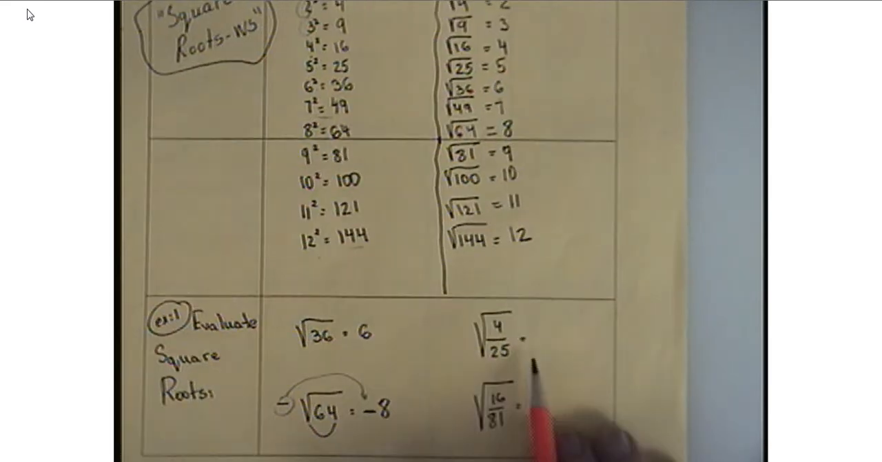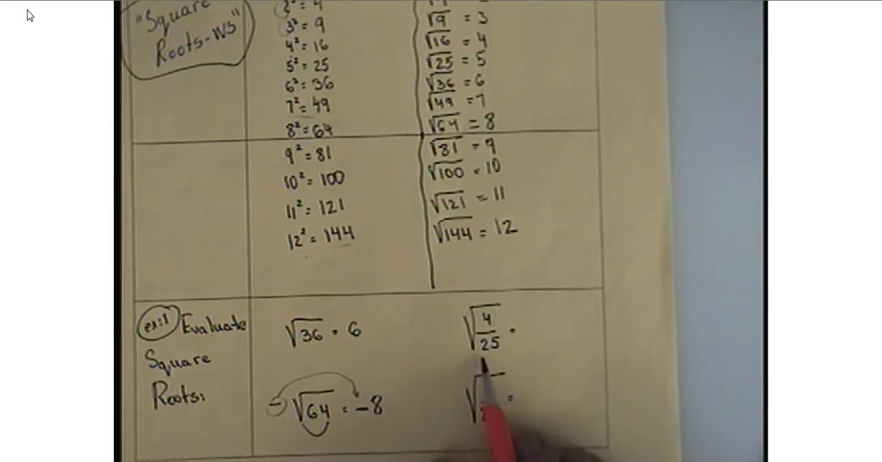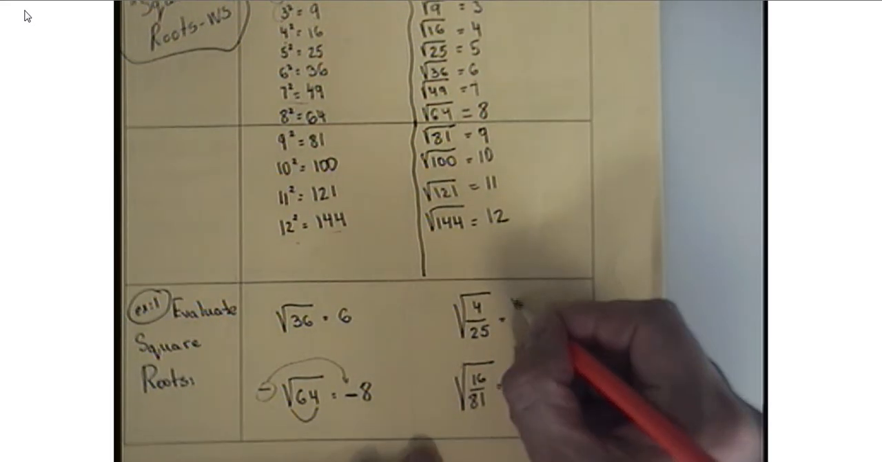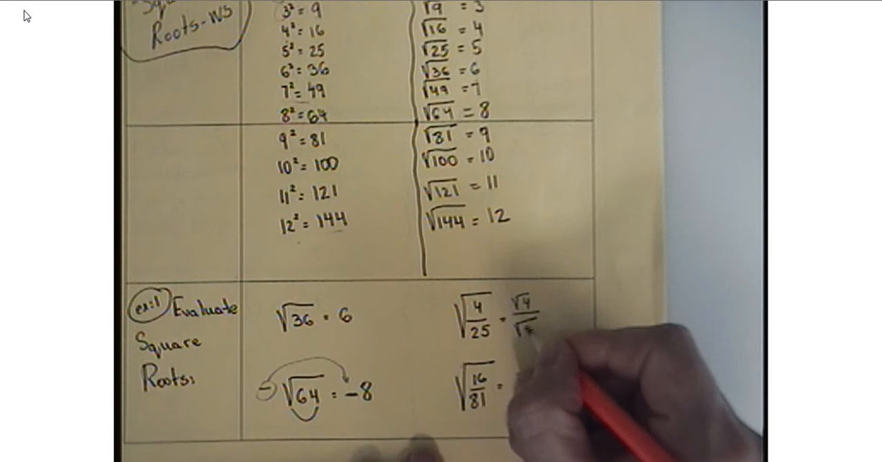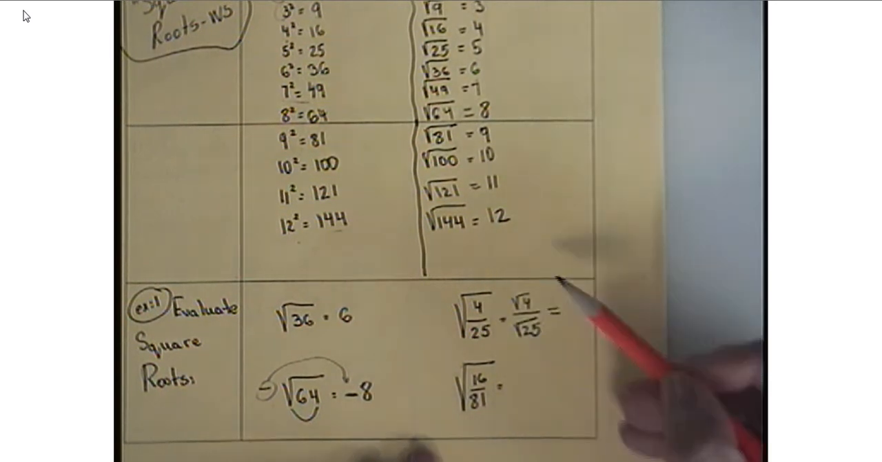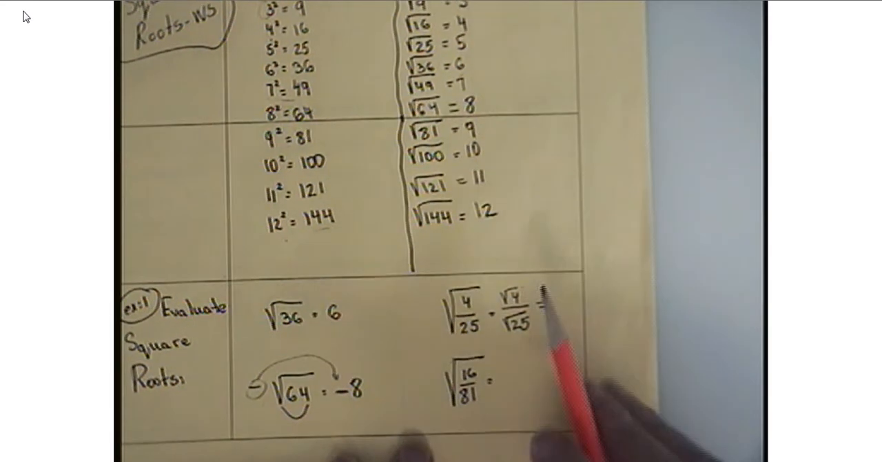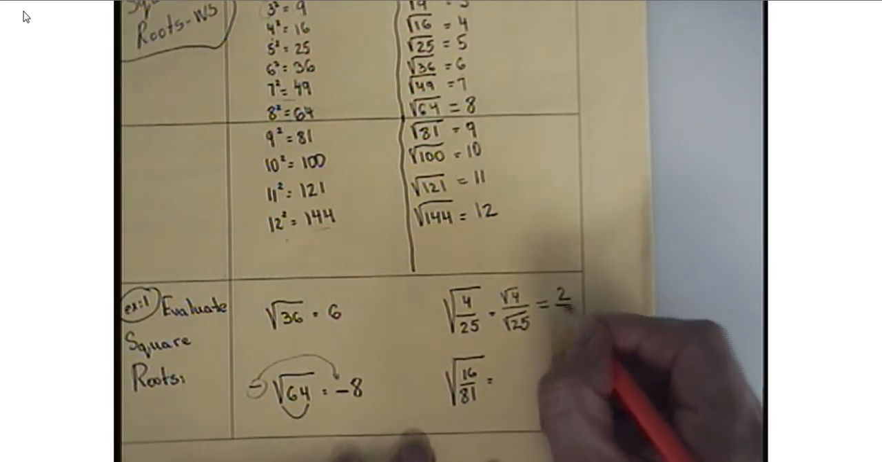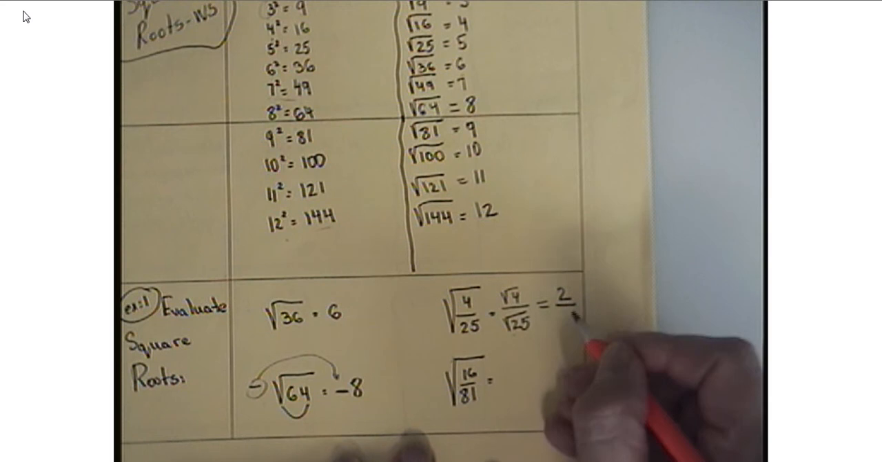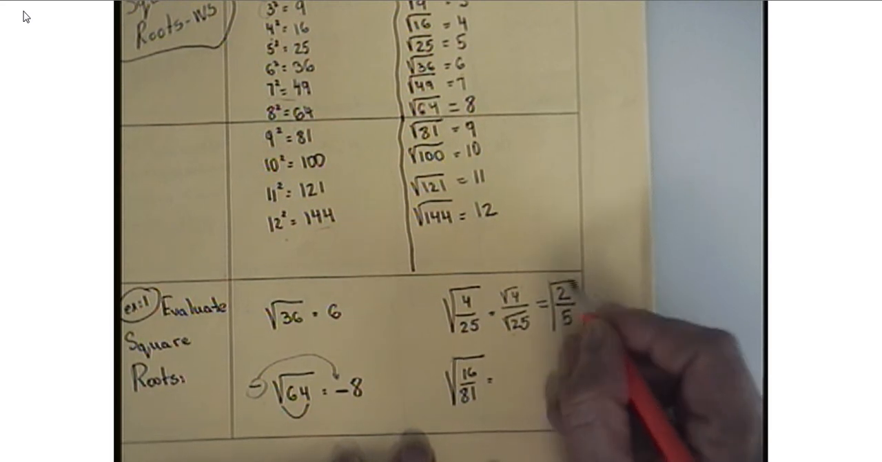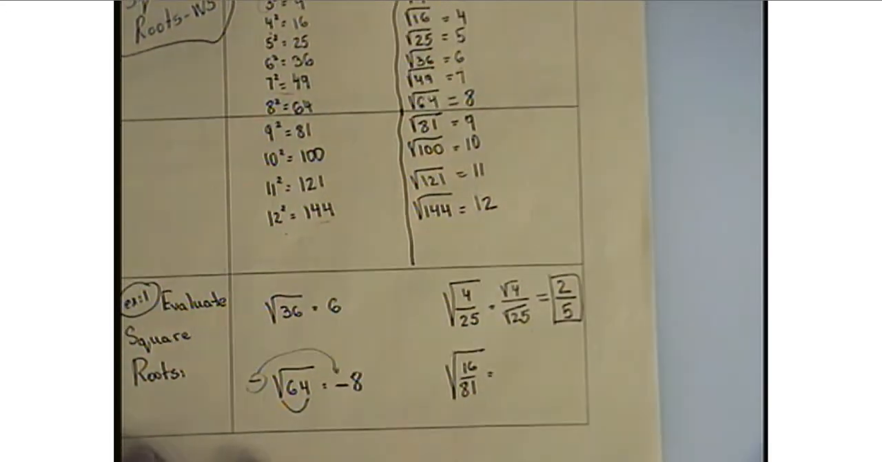How about this one? We have square root of 4 over square root of 25. If you have a fraction and the whole thing is going under one square root, you can separate those into two smaller square roots. So it will be square root of 4 on the top over square root of 25 on the bottom. Once you separate, then you just need to simplify the top part and the bottom part. So the top part, square root of 4, will be equal to 2, and the bottom part, square root of 25, will be 5. So 2 over 5 will be the answer for this example.